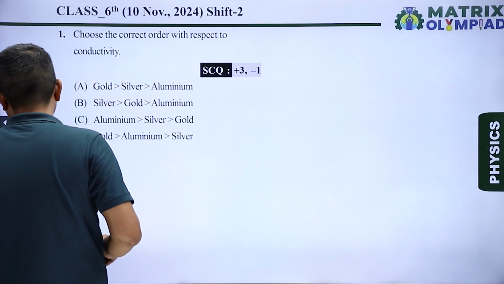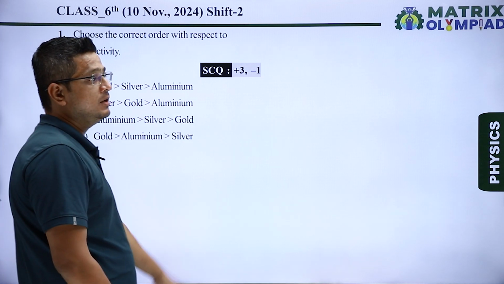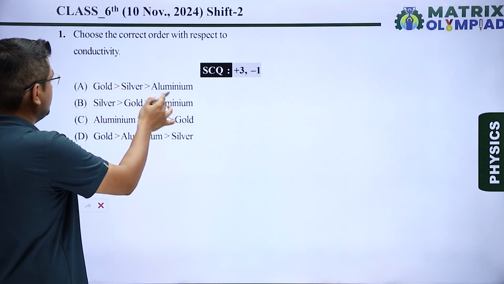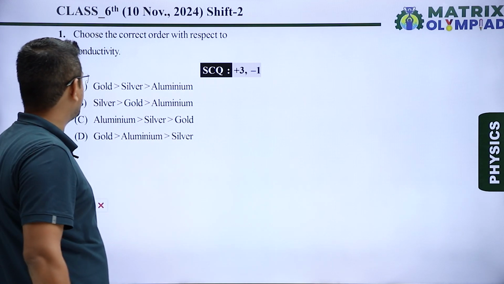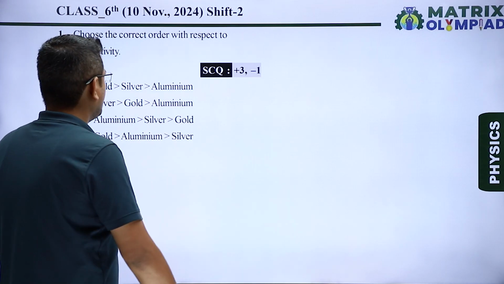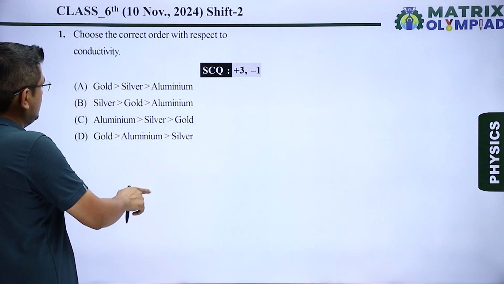Question number 1. Choose the correct order with respect to conductivity. We have to check which of the following order is correct. As we know, there are gold, silver, aluminium. The conductivity of silver is maximum, then gold, and least for aluminium. So the correct answer is option B.